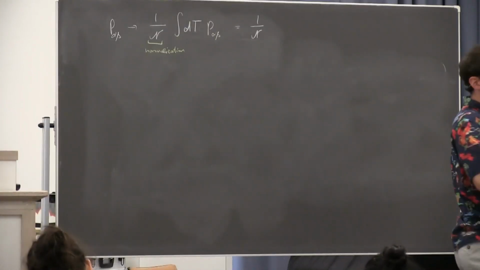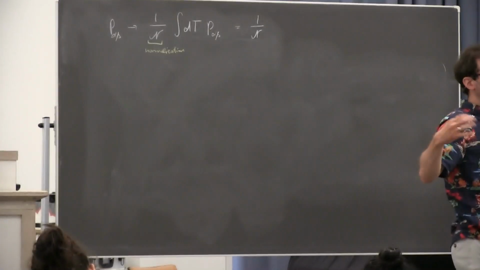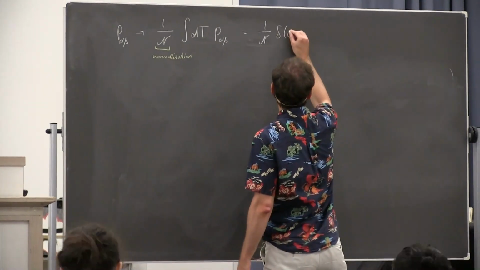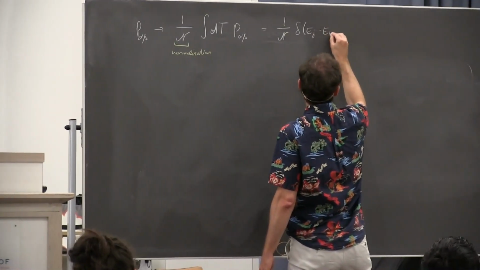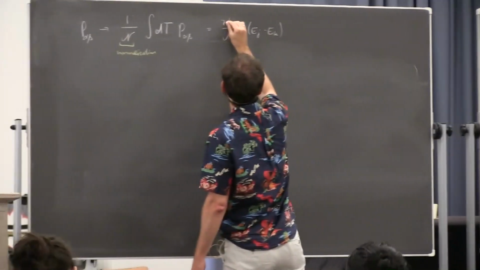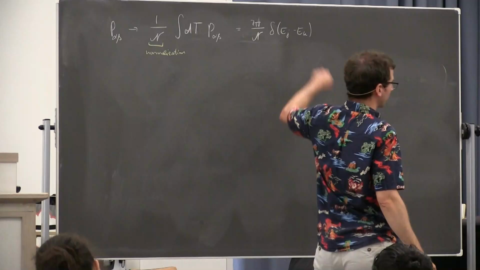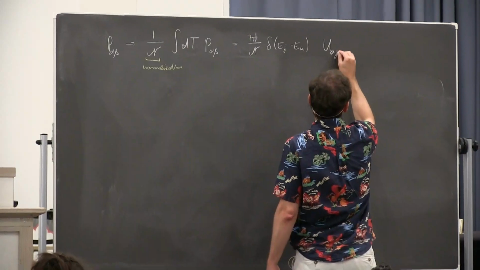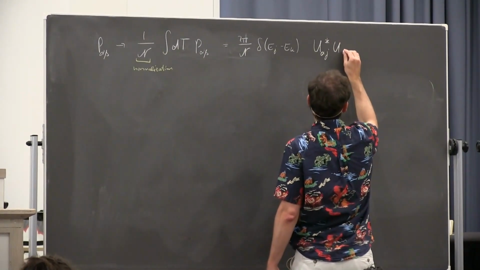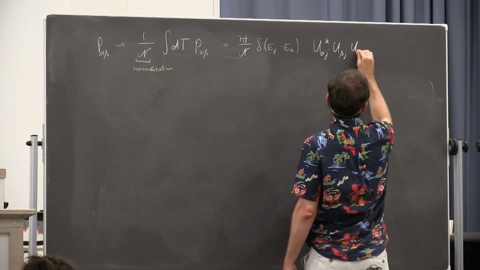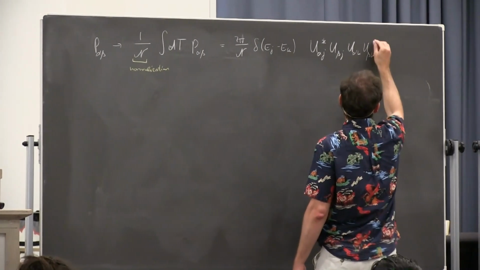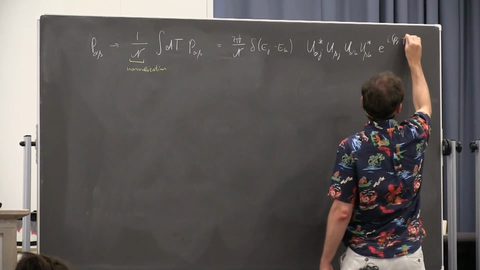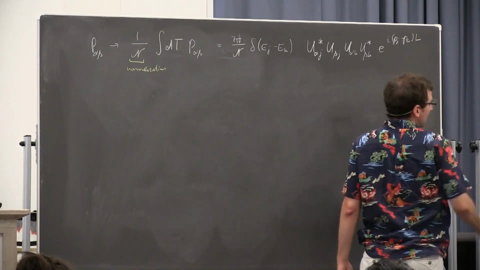And then if I can extend the integration region sufficiently far that I can approximate it as minus infinity to infinity, it gives me a delta function, δ(E_j minus E_k). In principle there is a 2π, but it doesn't really matter because I'm going to absorb all of this into the normalization anyway. And then we have again our 4 mixing matrix elements, U_αj, U_βj, U_αk, U_βk star, e to the i (p_j minus p_k) times L.